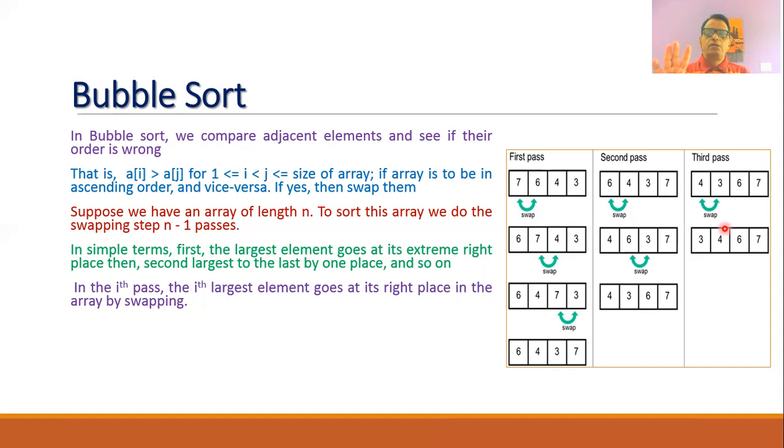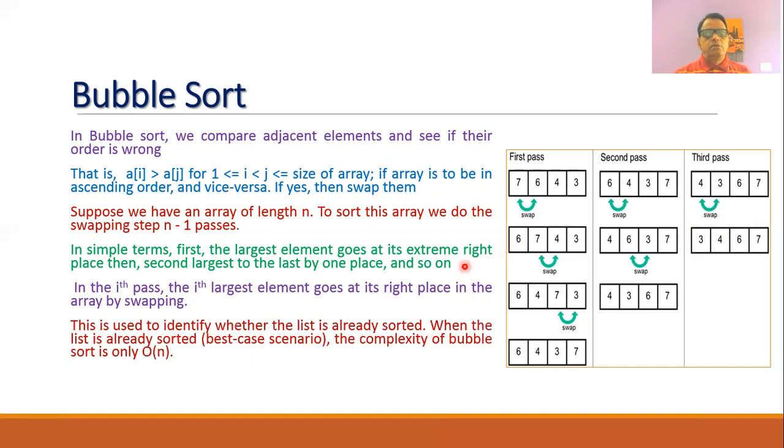So when four numbers are given, you require three passes, and in each pass you will require a number of comparisons. In the first pass you will require three comparisons, in the second pass you will require two comparisons, and in the third pass you will require only one comparison.